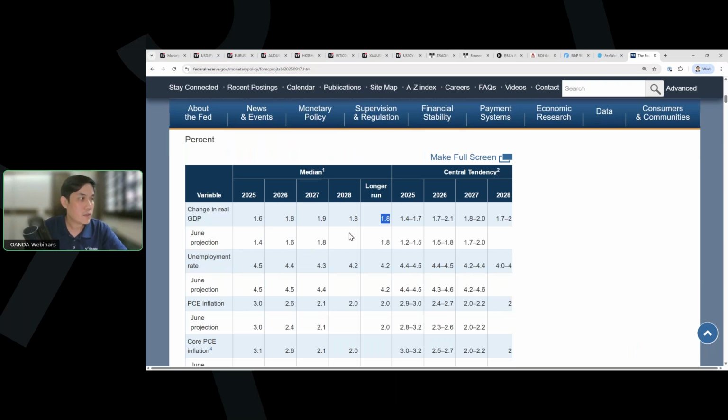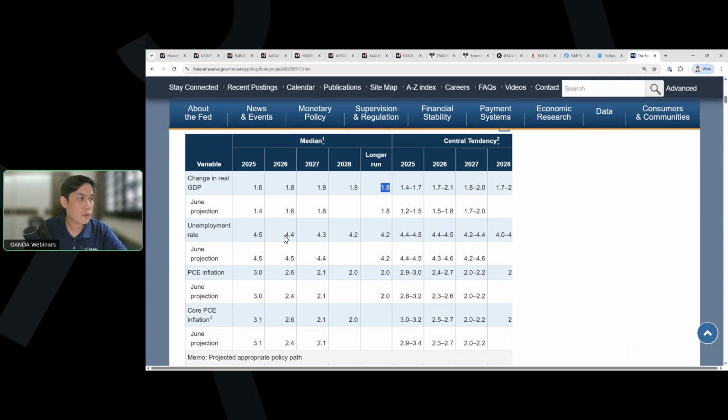And what's interesting over here is that the unemployment rate was also being lowered compared to the June projection. So the unemployment rate is at 4.4%, lowered from 4.5%, for 2026, all right? And for 2027, it has also been lowered by 1 basis point to 4.3%, and it continues to hover at a stable rate of 4.2% in 2028, and in the longer run at 4.2%. So market participants will be looking at this unemployment rate pretty closely.